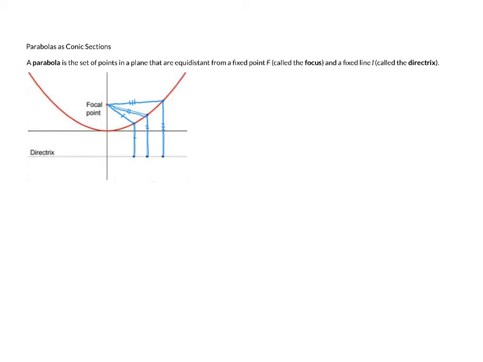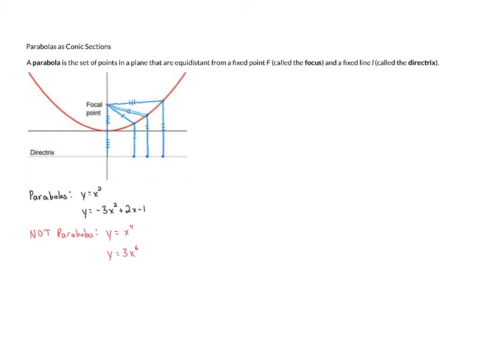And the same thing is true if we look at the vertex. The distance from the vertex up to the focal point is equal to the distance from the vertex down to the directrix. So this is a geometric property that defines a parabola, similar to how circles were defined by a geometric property. Circles were the set of points a given distance away from the center. A parabola is the set of points that are equidistant between a fixed point and a fixed line.